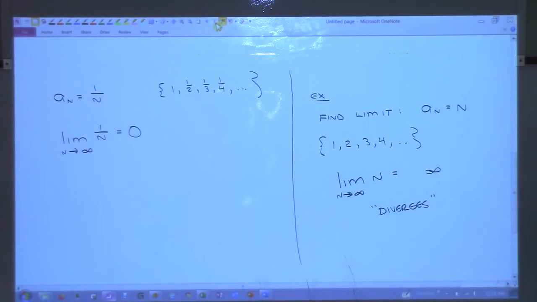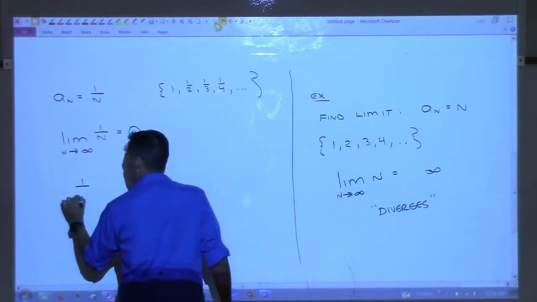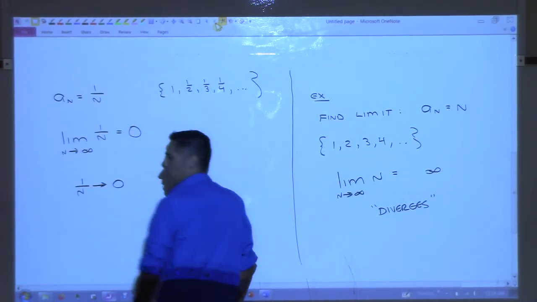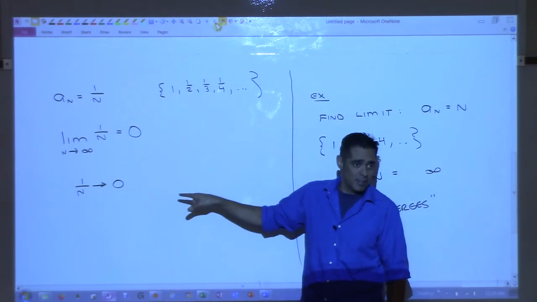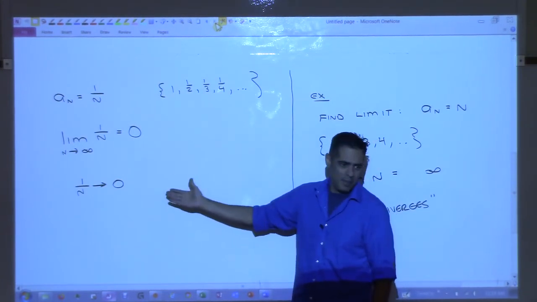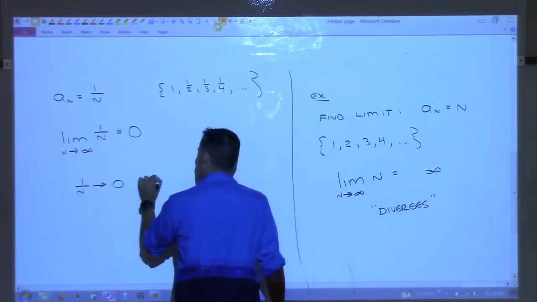Will they ever get there? No. So we can write this: 1 over n, arrow to 0. That's the notation that would indicate that this limit exists and it's headed to 0. I think this is obvious. We've all seen this sort of thing. Okay, converges.